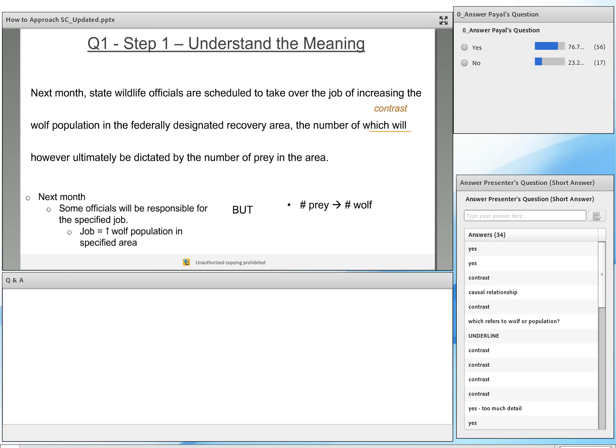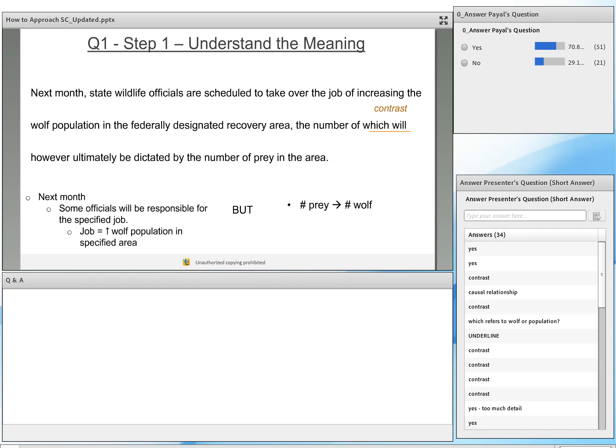Okay, so let me ask you this question. Does it make sense to say the number of population will, however, ultimately be dictated? No, it doesn't, right? So really over here, what the author is intending to communicate is that the number of wolves will, however, be dictated by the number of prey, right? But he has not written the sentence in the correct manner. So at this stage, when you're understanding the meaning, what you are supposed to do is understand what is the role of this pronoun, okay? And after that, you have to go into whether that usage is correct or not.